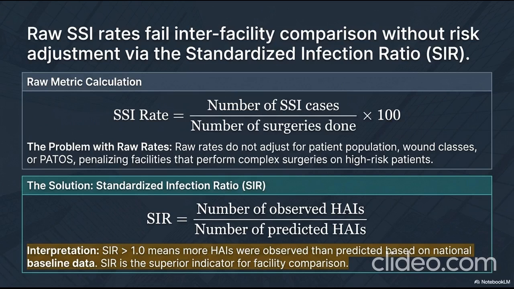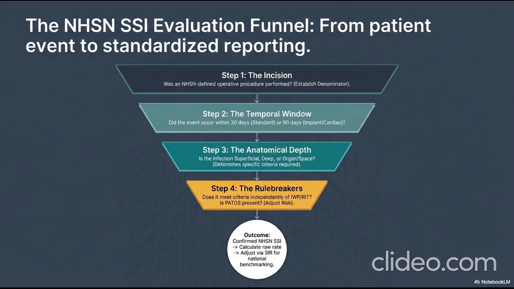Raw SSI rates fail as a comparison tool because they don't adjust for patient risk or wound class. Instead, we use the Standardized Infection Ratio, SIR. An SIR greater than 1.0 indicates more observed infections than predicted based on national baseline data.